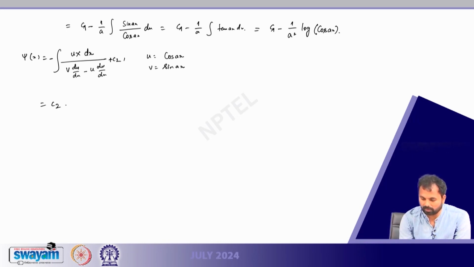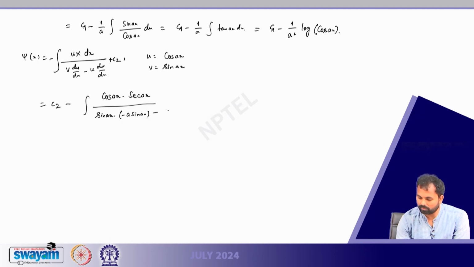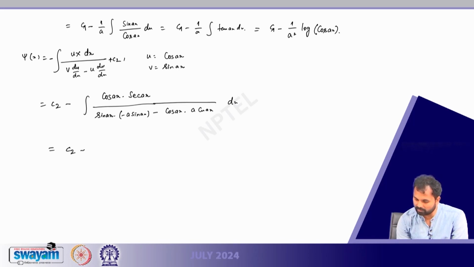So, we will have C2 minus, u is cos of Ax and capital X is sec of Ax, divided by v, that means sine of Ax, and then du dx, that means minus a sine of Ax, and then minus u, that means cos of Ax, and then dv dx, that means a cos of Ax dx. So, this will give C2 minus cos and sec, that will be 1, and from here we will get minus a out. So, it will become 1 by a and we will have dx.